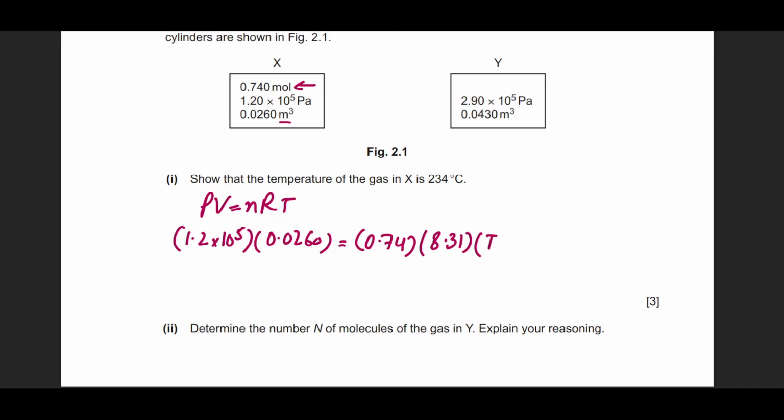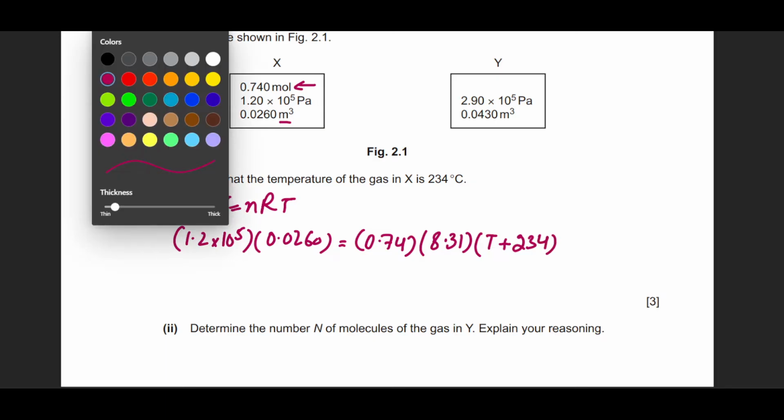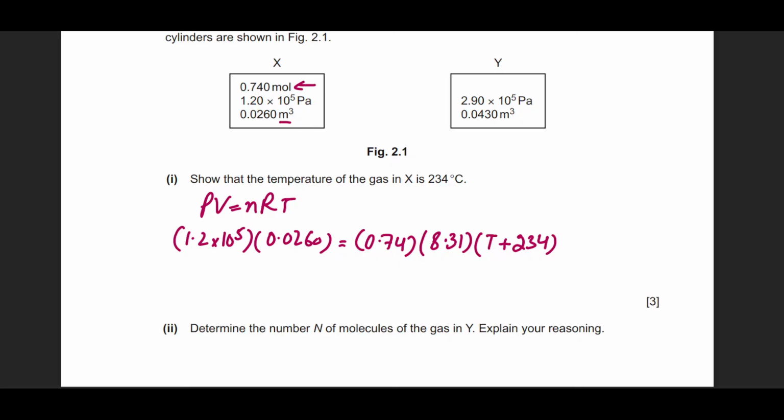So this will be temperature plus 273, because we are looking for the thermodynamic temperature. If you have to convert degree centigrade into Kelvin, you have to add that number, right? So eventually, when you calculate this, the value of T comes out, because we have to show that this is 234, right? So when you calculate this, your answer is going to come out as 234 degrees centigrade, right?